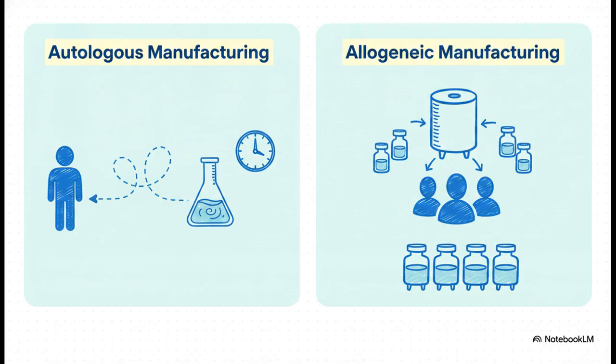Now flip that to allogeneic manufacturing. This is designed for many patients. Here, your big decision is whether to scale up into larger single batches or scale out by running parallel batches or lines. The major challenge? Proving comparability and consistency across all those larger scales or parallel sites. It's just a completely different logistical and regulatory puzzle.